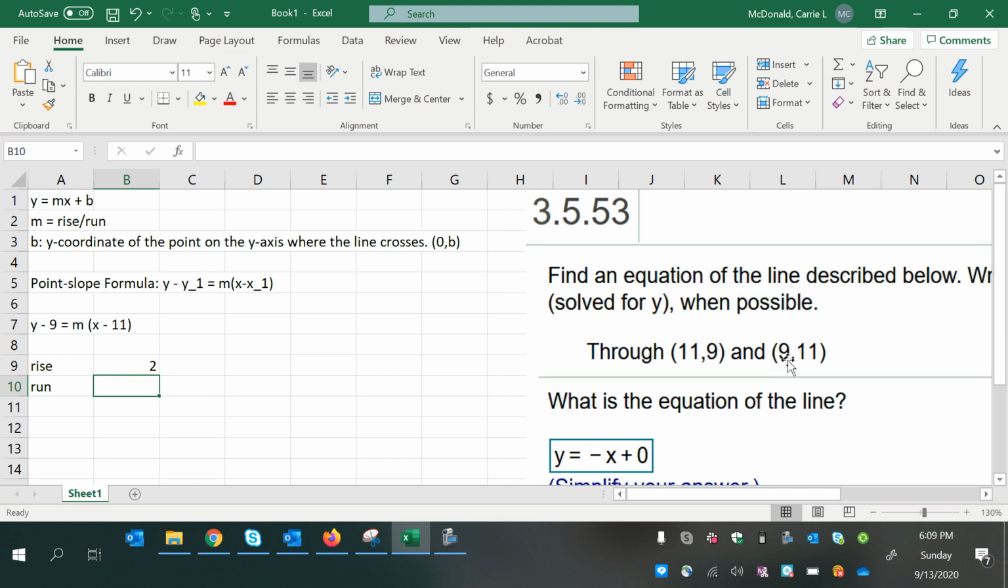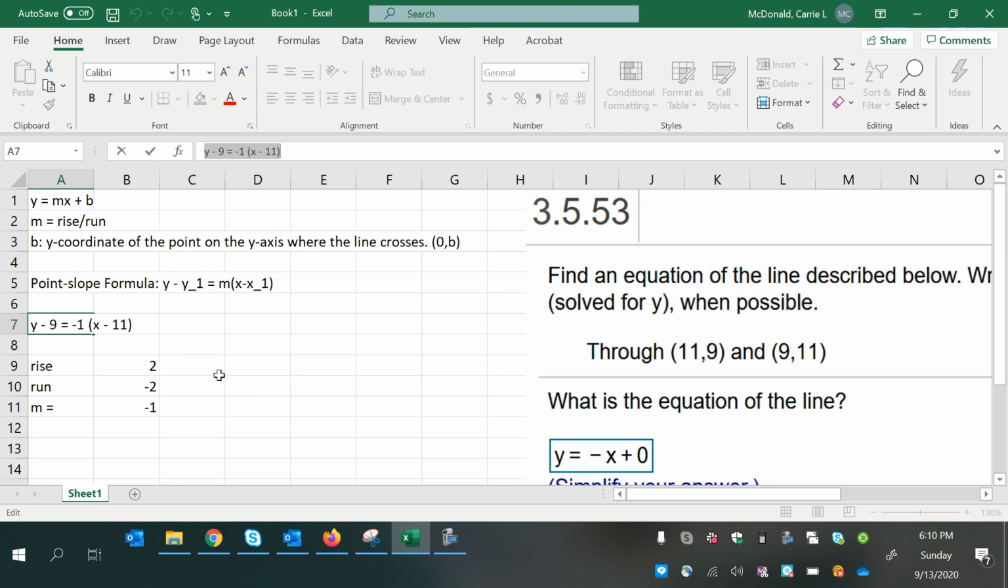Now the run, we have to do the same order. Start with that second point. The coordinate for x is 9, and then we have 11 for the first point. So it's equal to 9 minus 11. All right, so when we divide those, the rise divided by the run, we get -1 as our slope. So now we can complete our equation by just replacing the m with -1. So now we have the completed linear equation in point-slope form.